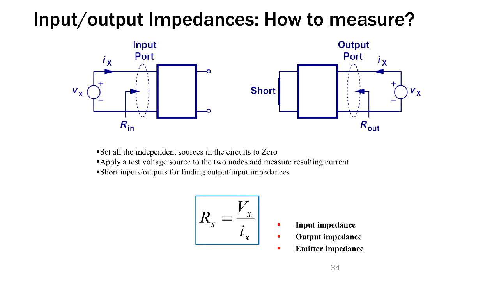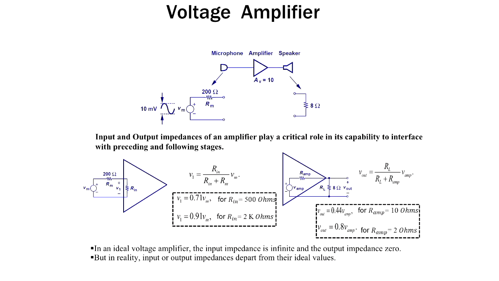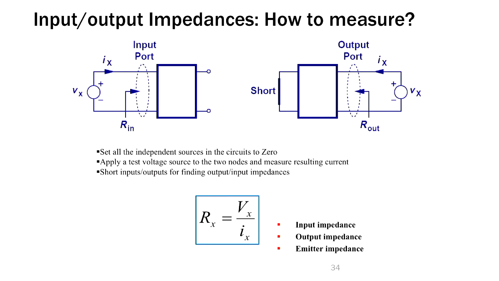The next section is input and output impedances. We discussed input and output impedances. Now my question is, how will you calculate the input and output impedances of a circuit? Because only then can you design your circuit. How will you calculate it? Maybe we will continue in the next lecture: input and output impedances, how to measure.